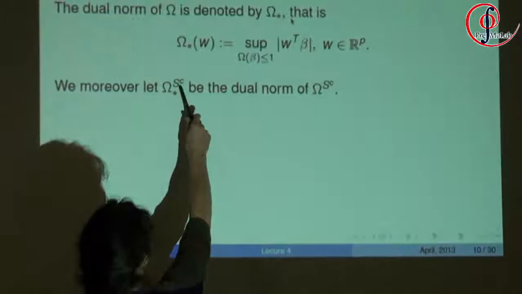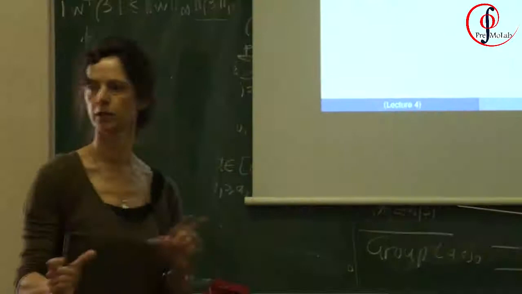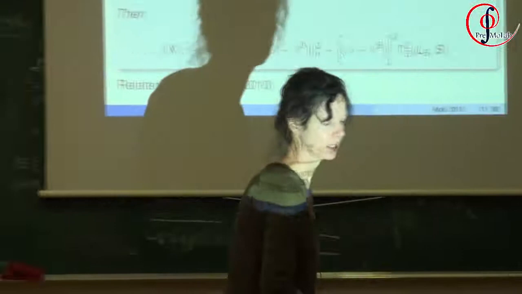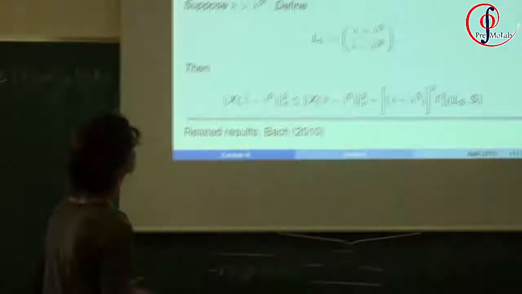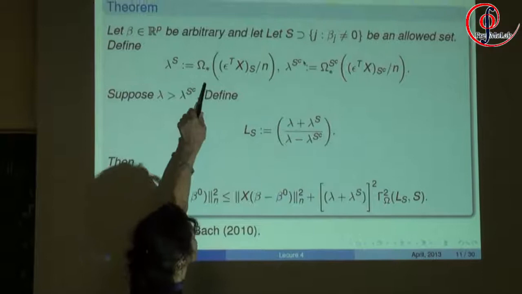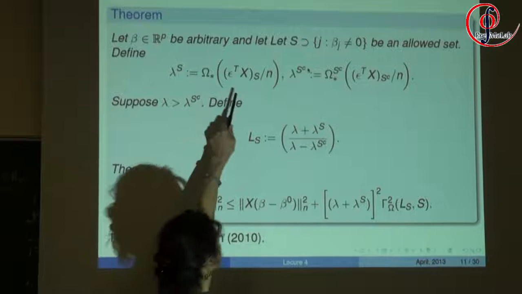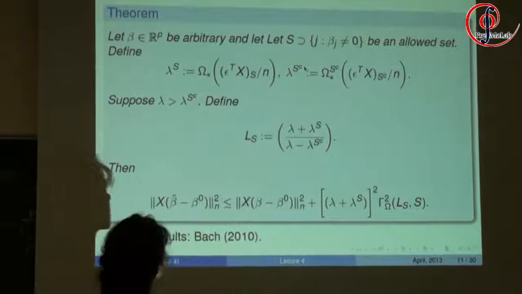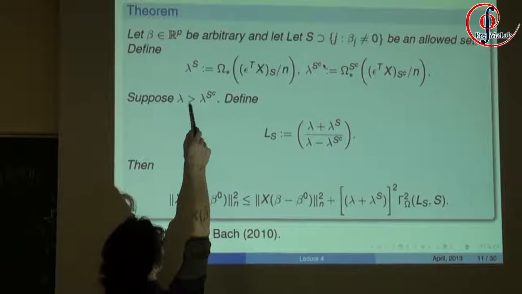And there's also an omega star for the complement, because we have to use two norms now because of the decomposability. And then you can prove this sharp oracle inequality. So the noise level I now denote by lambda star. It's the dual norm, again, of epsilon transpose X. And you can split it inside and outside the set S. We define it so that lambda is to be larger than the noise level outside the active set.